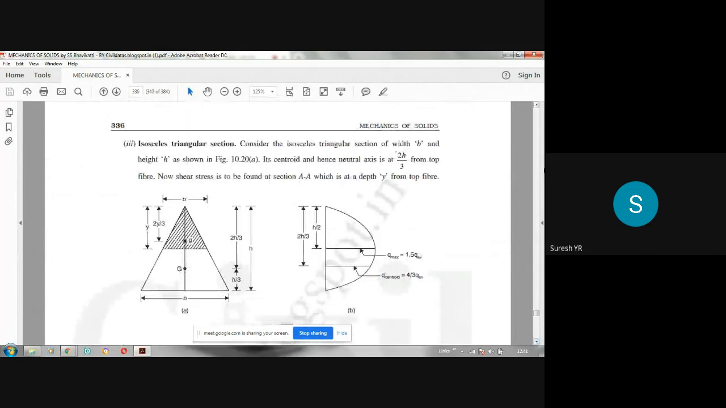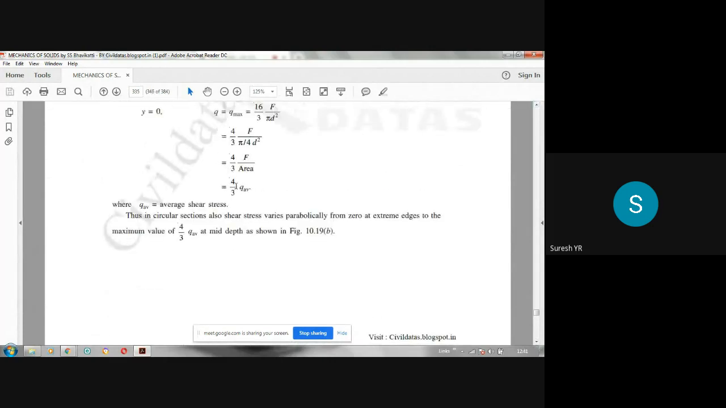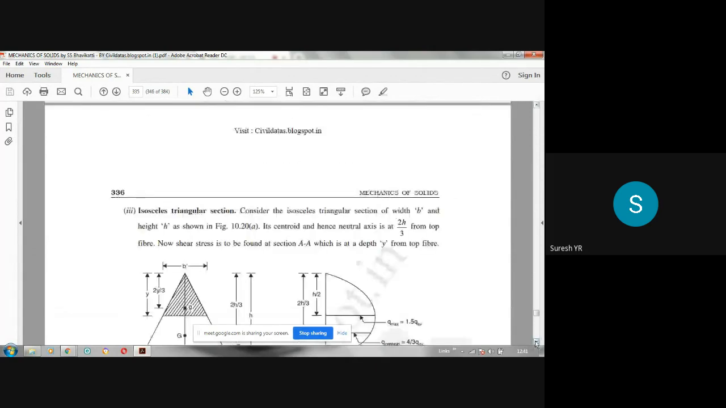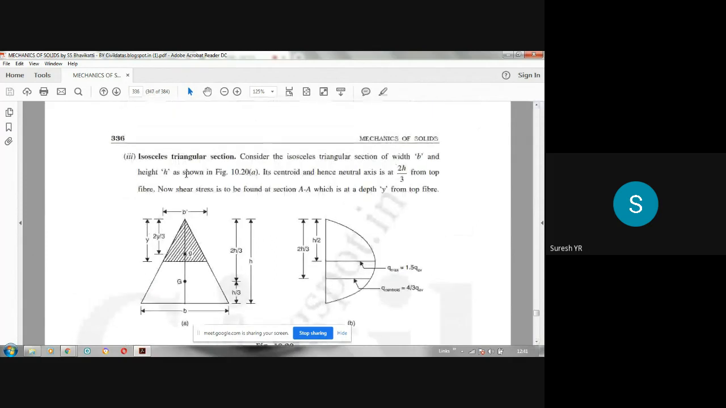In the case of a circular section, your maximum shear stress will be 4 by 3 times, that is 1.33 times the average shear stress. You can prove that. The proof has been done there. Now, for the triangular section you will consider an isosceles triangle. B is the width of the triangle, and H is the height or the total depth of the triangle.